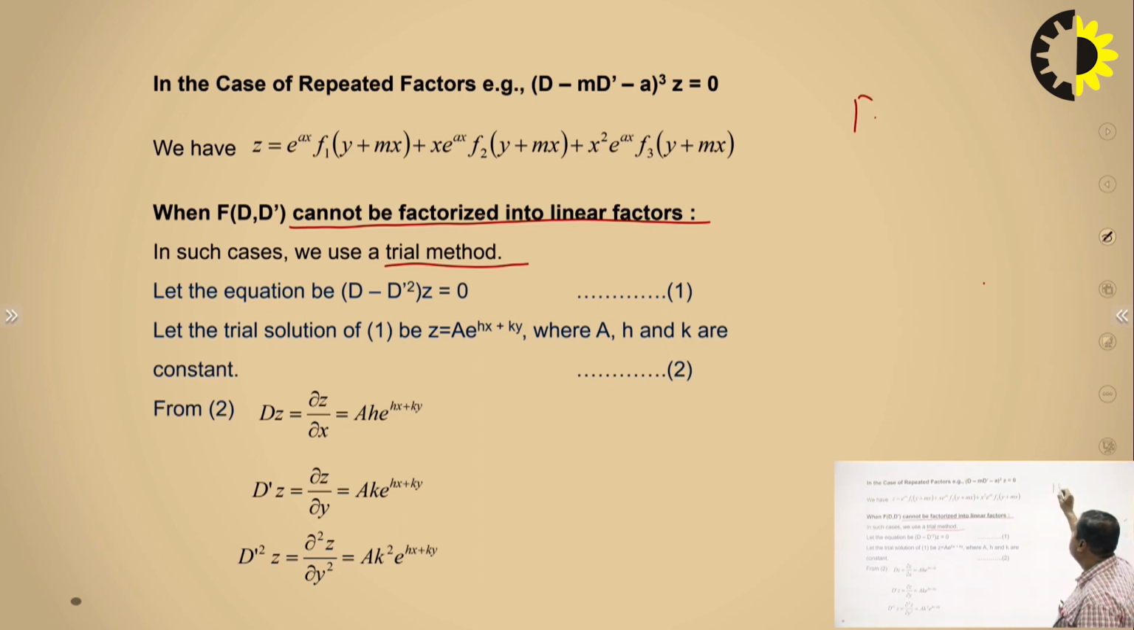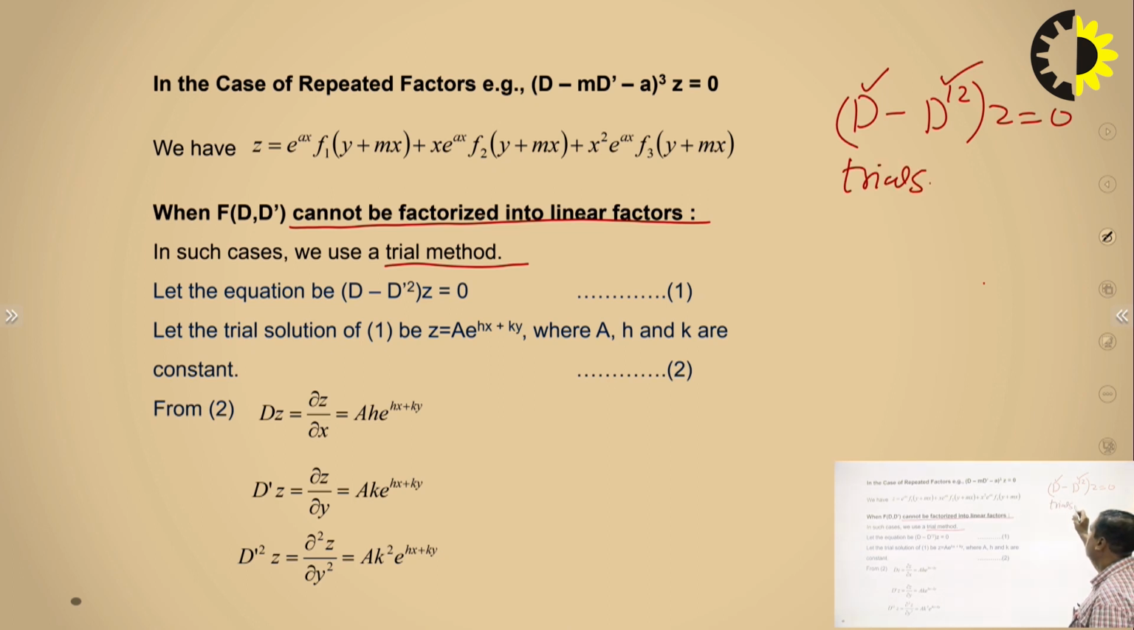Take (D minus D dash square) z equal to 0. That means having degree 1 and degree 2, that is the non-homogeneous case. So let us take the trial solution: z equal to a e to the power hx plus ky. We are assuming this trial solution.